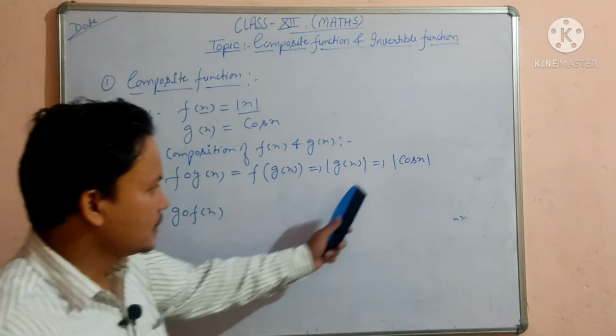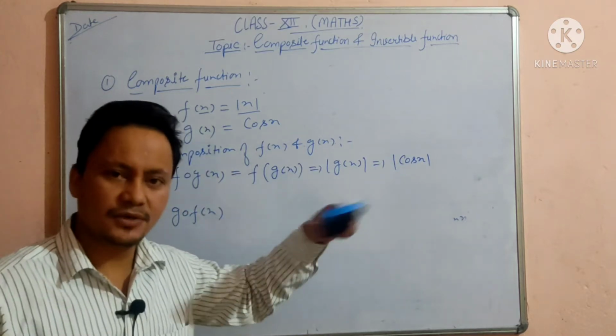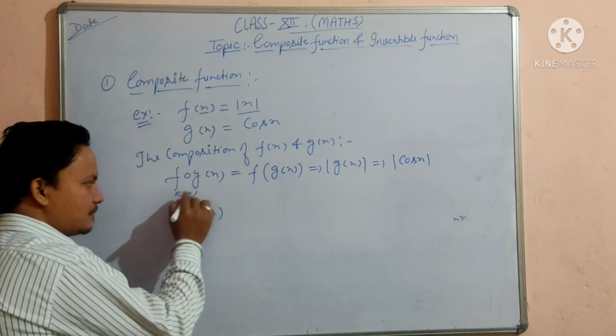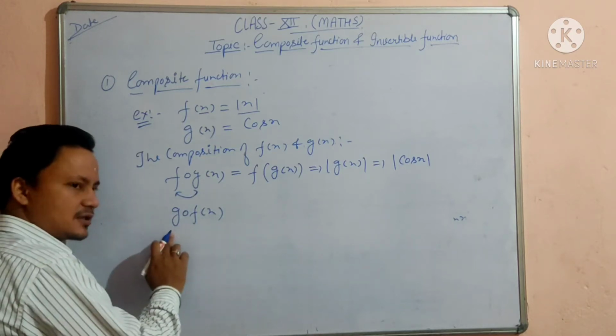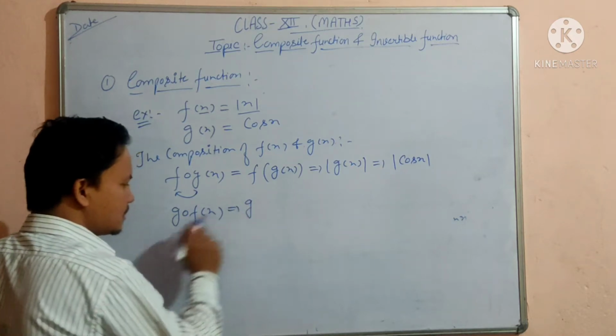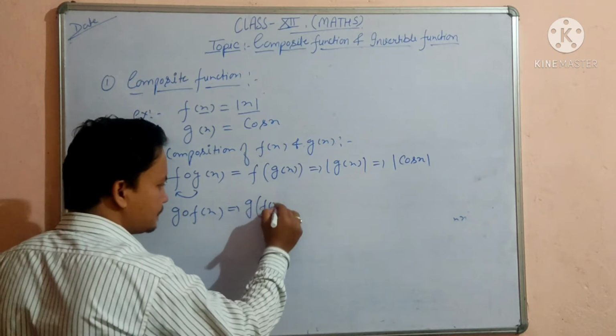So mod of cos x is the composition of these two functions. Now we are finding another composition. Now see, we have interchanged both of them. We have taken g as first and f as second. So gof x means g of f x.